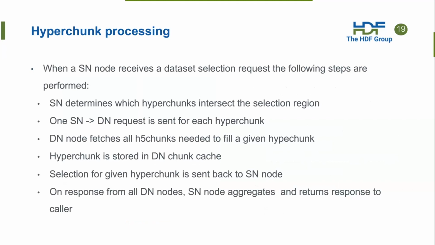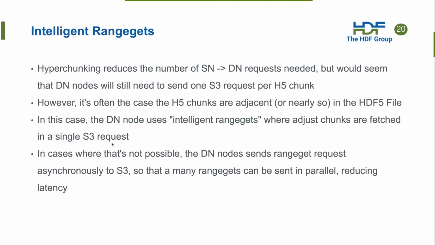It would store the hyperchunk in the DN chunk cache, then do the selection for that hyperchunk and send the data back to the SN node. The SN node aggregates all responses from the DN nodes and sends that response back to the client. So that's all very good. And now we reduce the number of SN and DN requests.